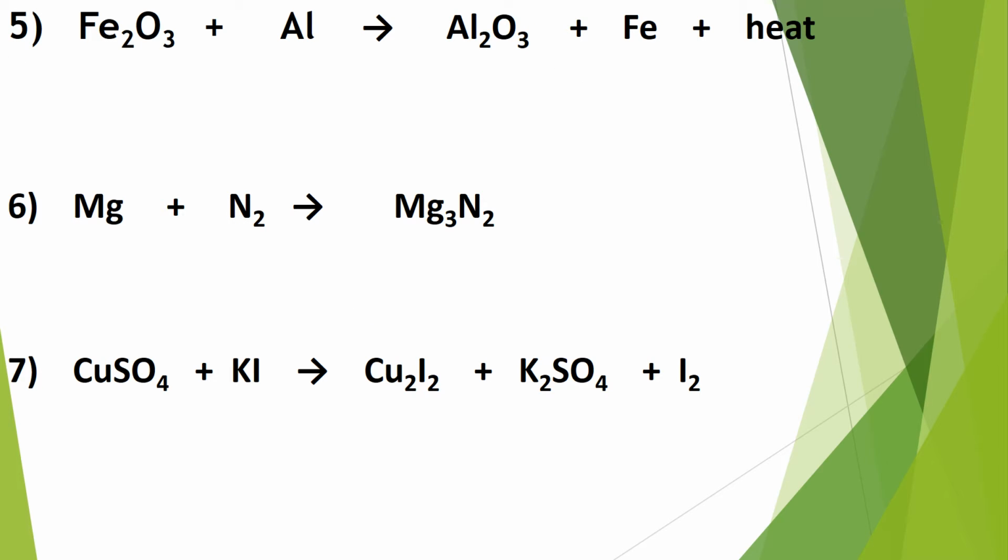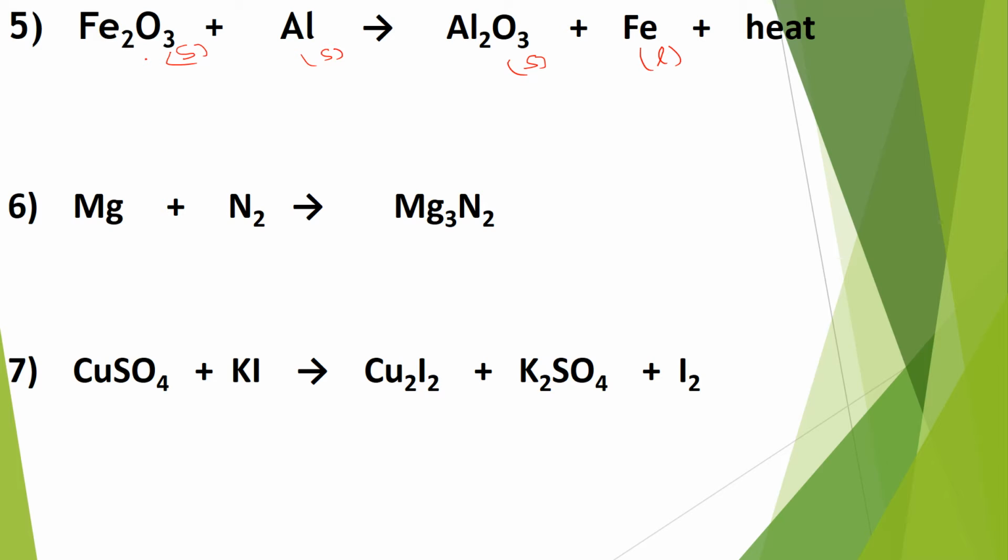So the fifth question goes like this. That is, Fe2O3 combines with aluminium to form aluminium oxide and iron, and excessive heat. This is a highly exothermic reaction, so excessive heat is released. So what do we have to write? Ferric oxide. Ferric oxide is a solid, so let us write the symbol for that. Aluminium again is a solid. Aluminium oxide is a solid, but the iron formed is in the molten state. So you need to write liquid over here.